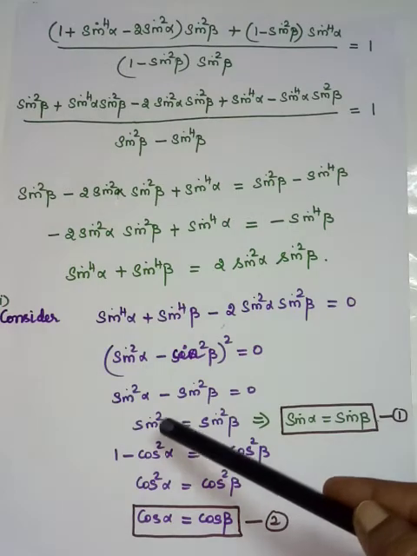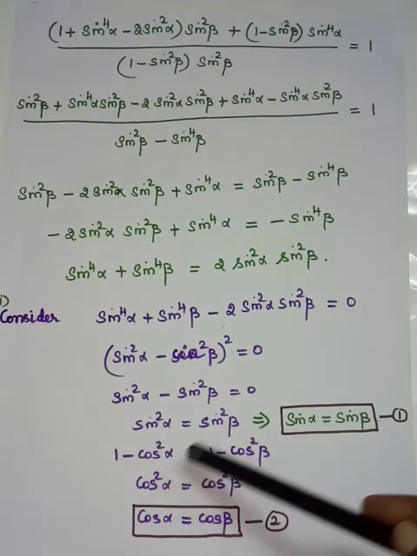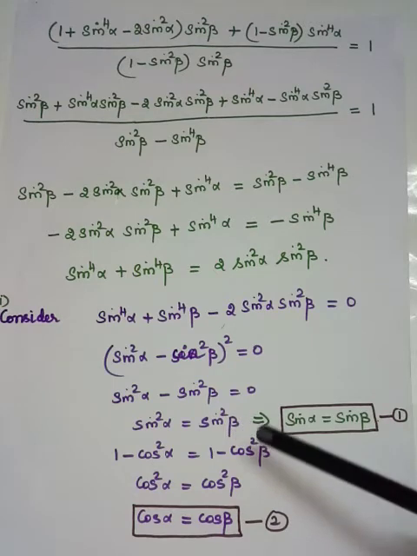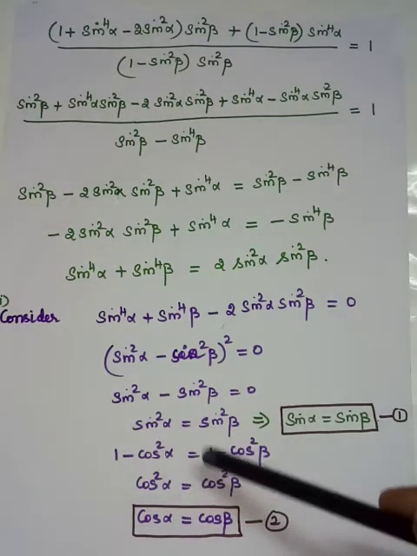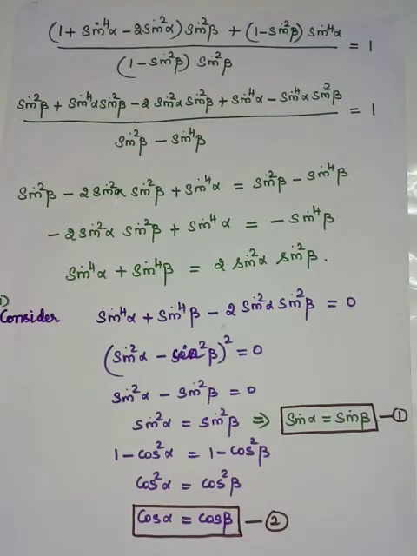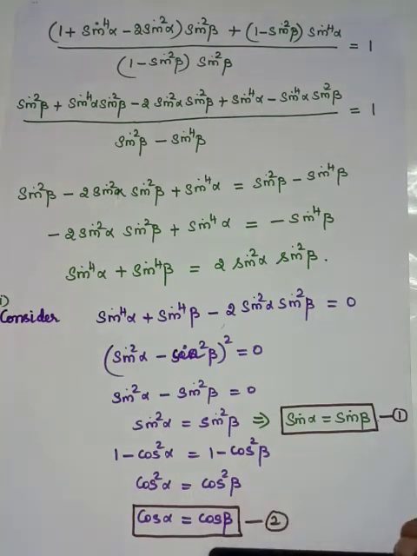Next, sin squared alpha can be written using the identity as 1 minus cos squared alpha. The same way sin squared beta can be written as 1 minus cos squared beta. 1 gets cancelled. So the remaining is what? Minus cos squared alpha, minus cos squared beta. From that the minus gets cancelled. So cos squared alpha is equal to cos squared beta. You will get cos alpha is equal to cos beta.